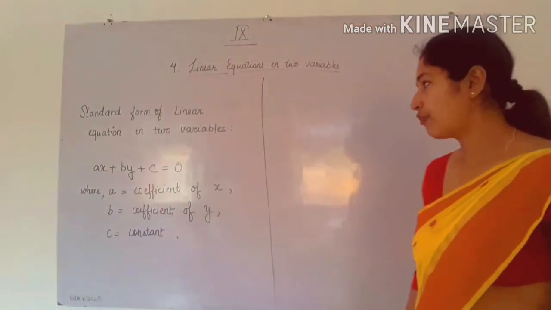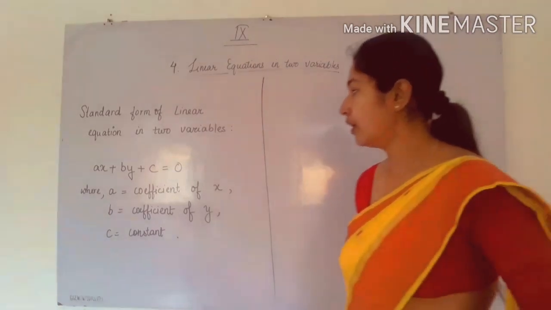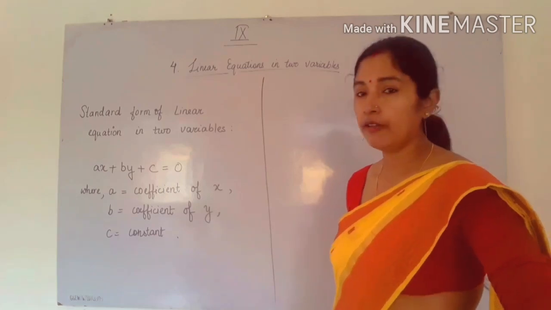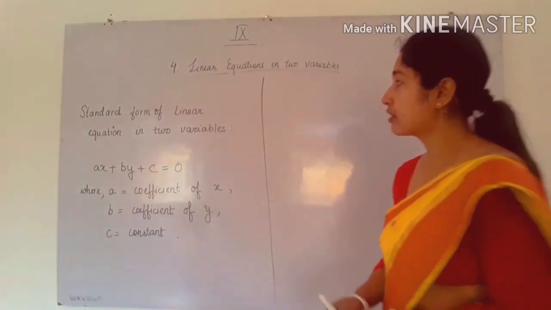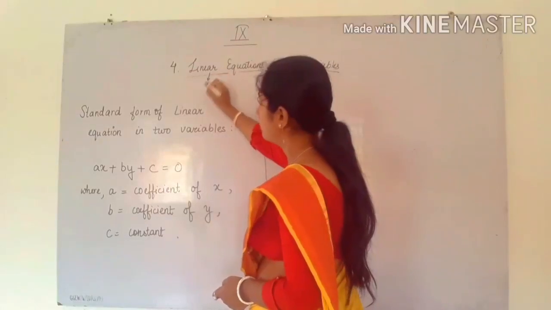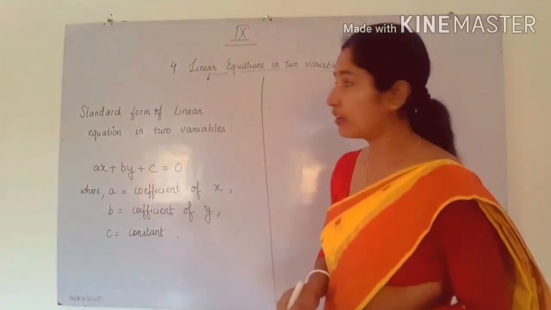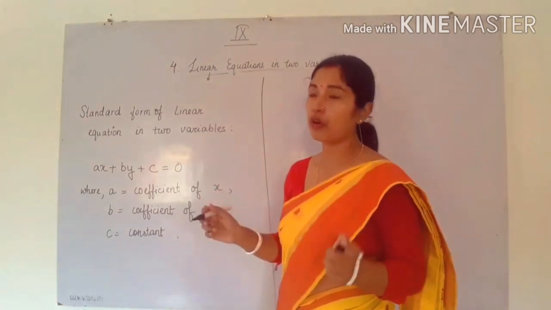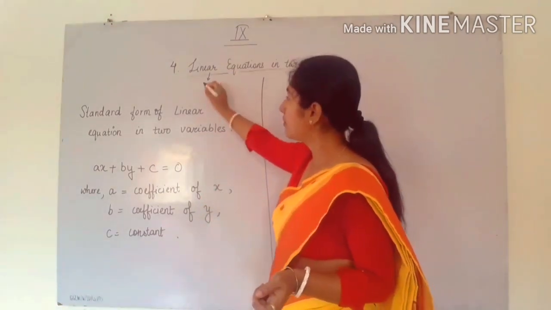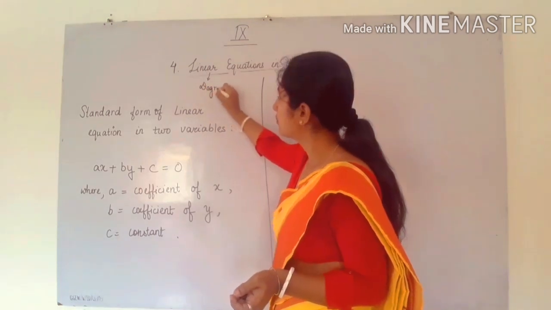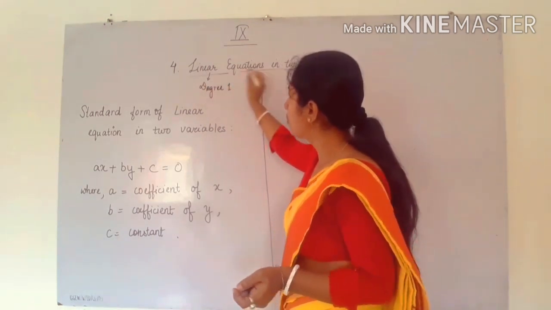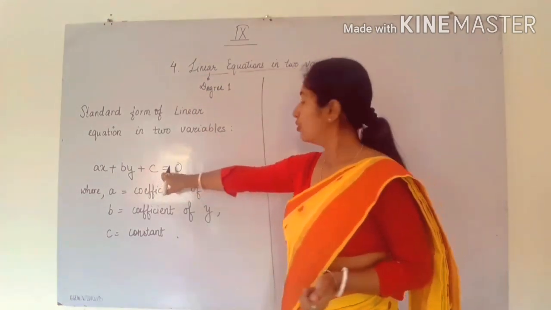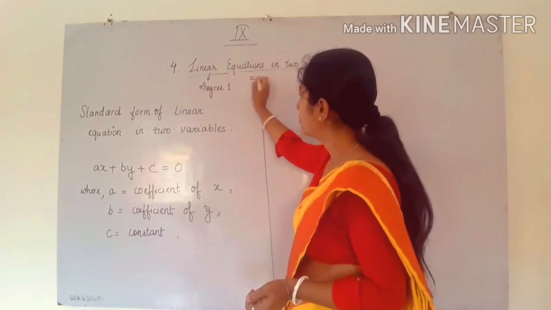Here is the standard form of linear equation in two variable: ax plus by plus c is equal to 0. Two variables, that means x and y. I am writing the meaning of linear. Already you know, we are just recalling a few important basic points. Linear means degree 1. Equation means if we write an equation, then we have to write the symbol equal to.